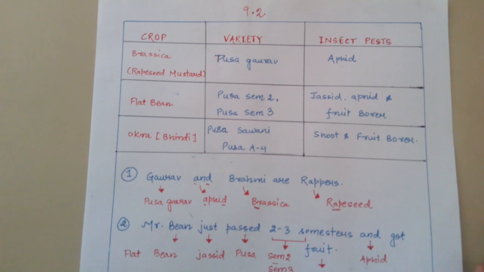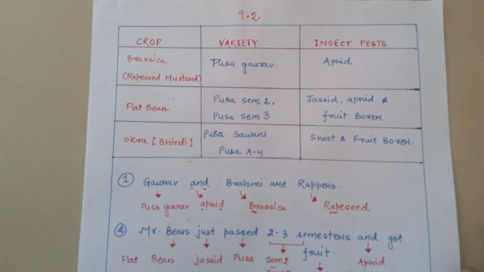What are the different pests which spread some kind of diseases in some crops? So what are these crops? The first crop is brassica, which is also known as rapeseed mustard. Its variety that you have to learn is Pusa Gaurav. Gaurav is a very common name in India, so we can easily memorize it. So brassica, also known as rapeseed mustard, has a variety that is Pusa Gaurav.